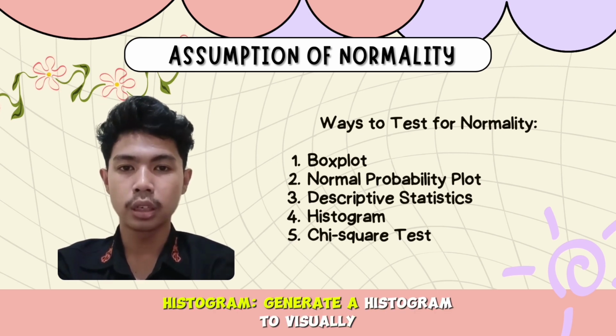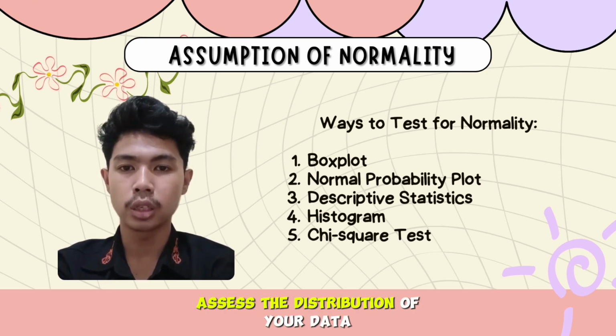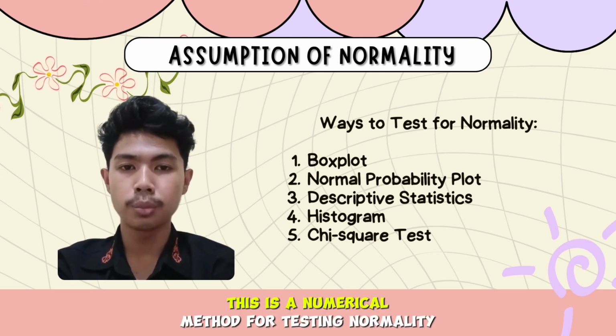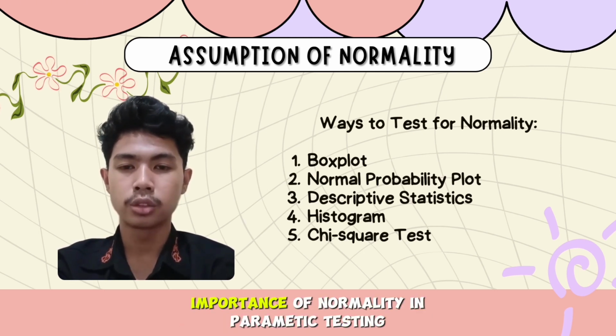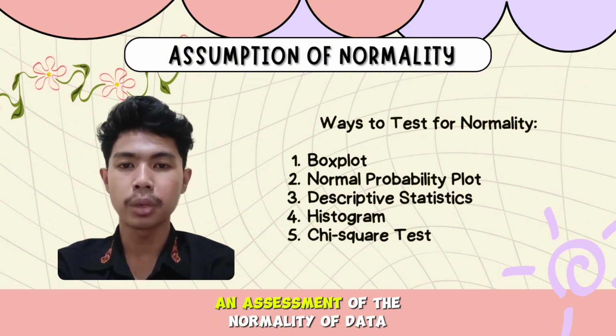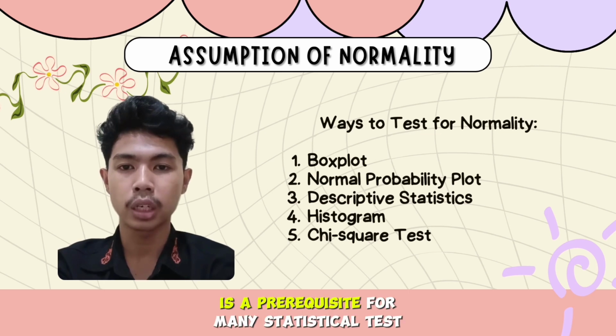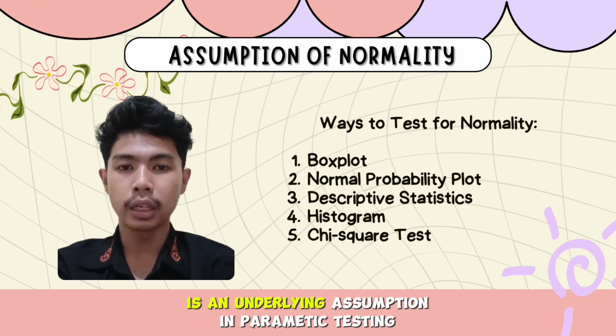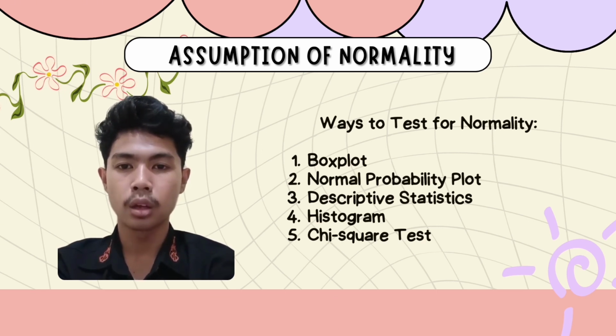Histogram. Generate a histogram to visually assess the distribution of your data. Chi-square test. This is a numerical method for testing normality. 3. Importance of normality in parametric testing. An assessment of the normality of data is a prerequisite for many statistical tests because normal data is an underlying assumption in parametric testing.